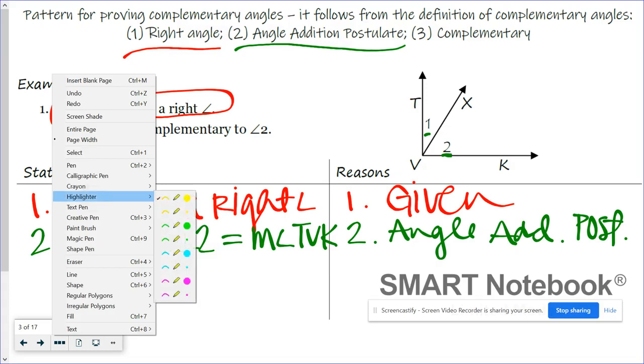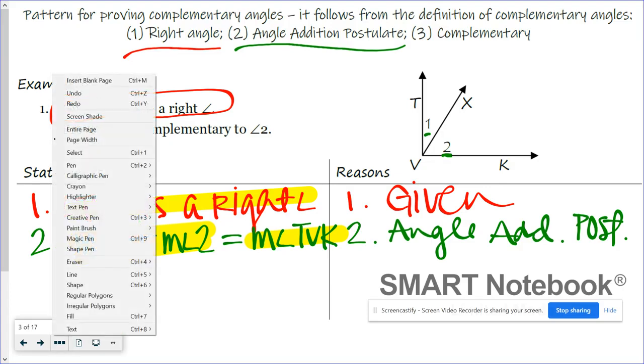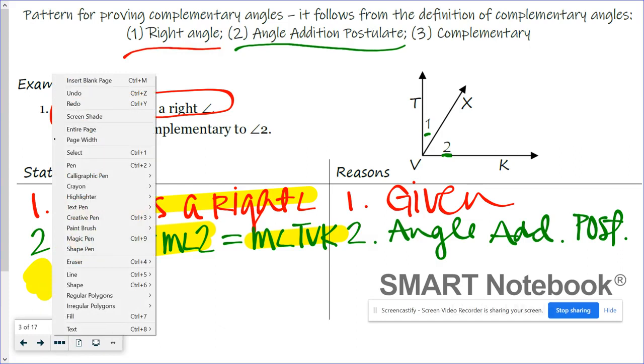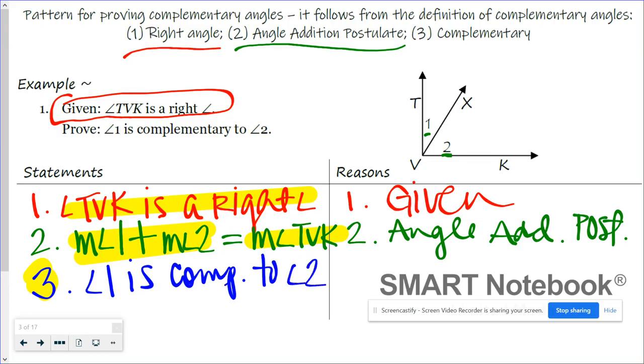So here in step 2, what I have is that the sum of two angles is a right angle. Remember in step 1, I said angle TVK was a right angle. Therefore, it follows that the two angles are complementary. So then I can say, I would love to have a pen here. I can say in step 3 that angle 1 is complementary to angle 2 according to the definition of complementary angles.